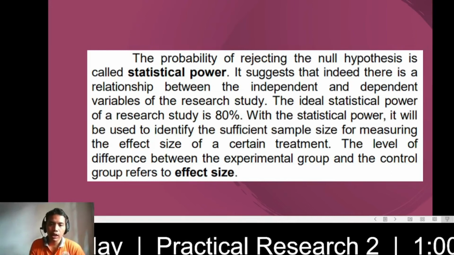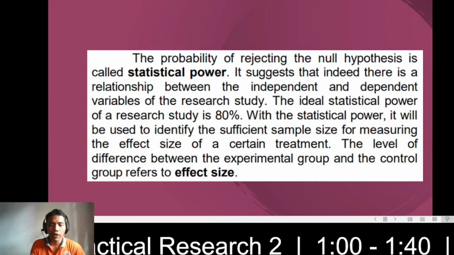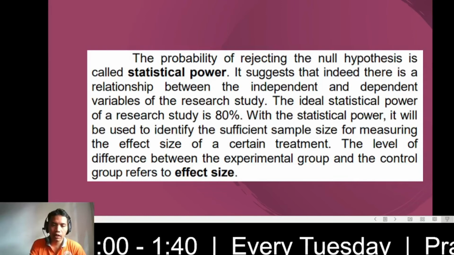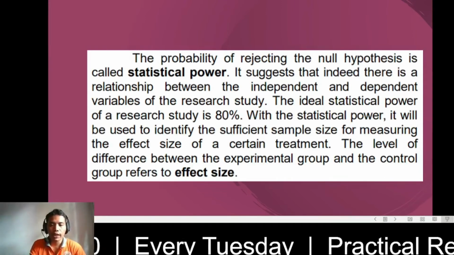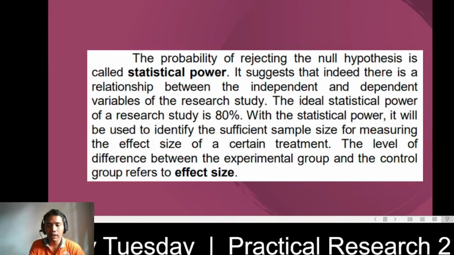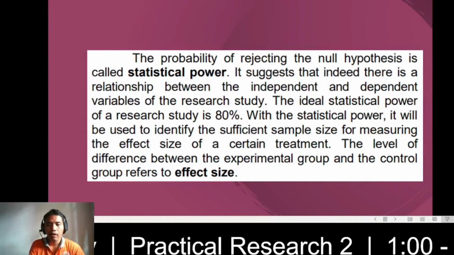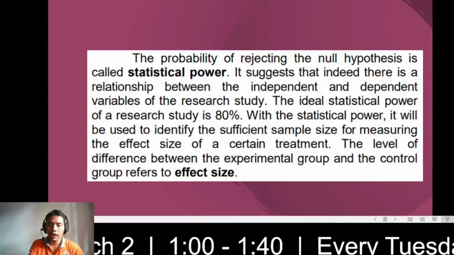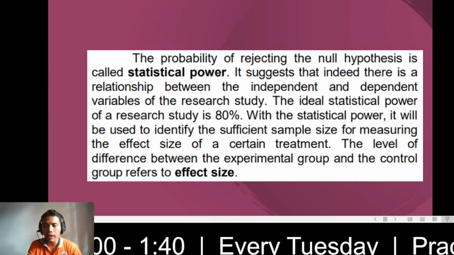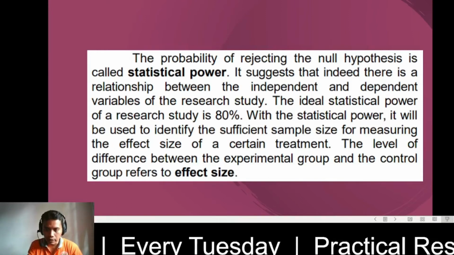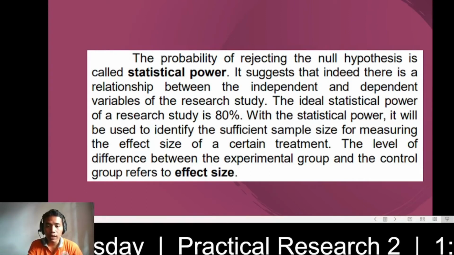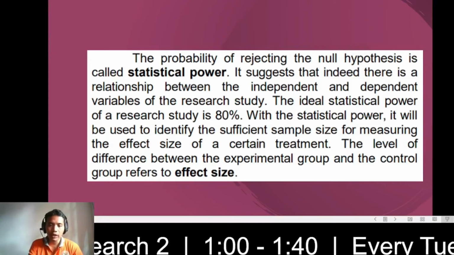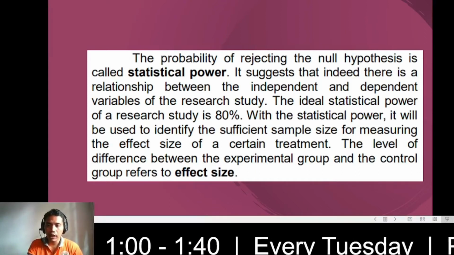So with the statistical power, it will be used to identify the sufficient sample size for measuring the effect size of a certain treatment. Yung statistical power daw, ito yung pwedeng gamitin. It's not just pwede, but ito yung gagamitin to identify kung ilan yung nararapat na dami ng sample size. Okay? For measuring the effect size of a certain treatment. So again, yung statistical power, ito yung gagamitin para ma-identify kung ilan yung dapat na dami ng iyong respondents. Para ma-measure daw natin yung effect size ng treatment na ibibigay. We're talking about, let's just say, experimental. So kinakailangan po nating gumamit ng statistical power.